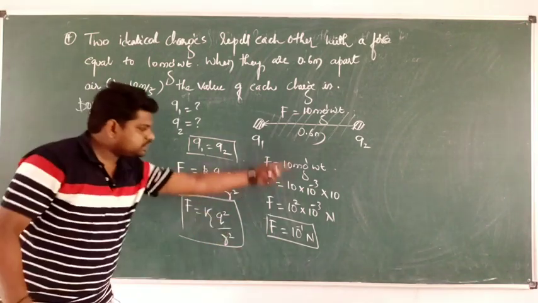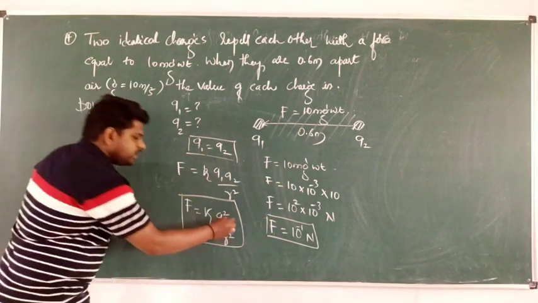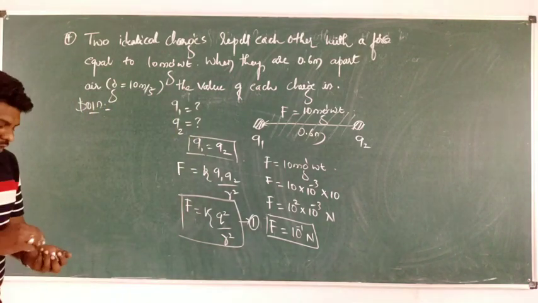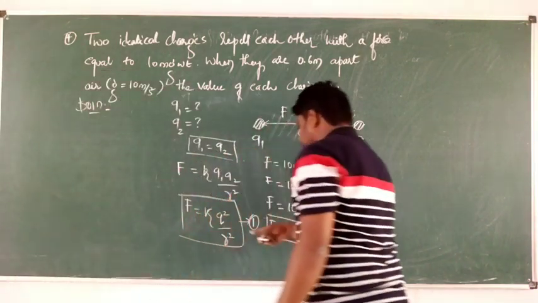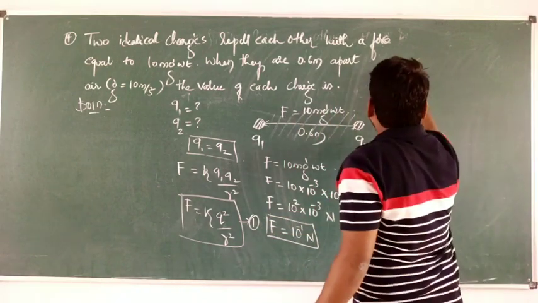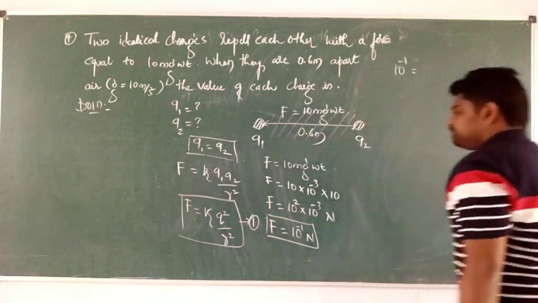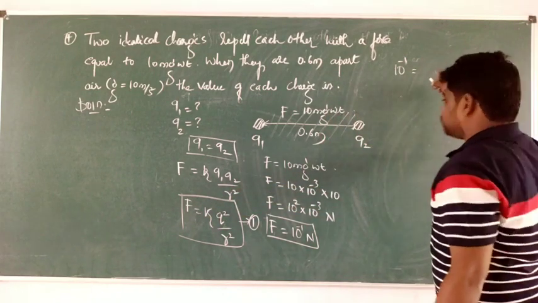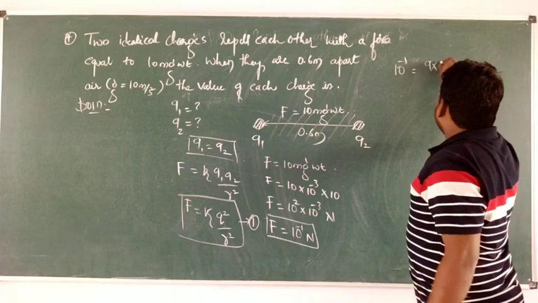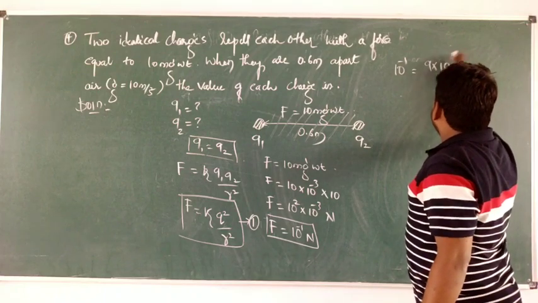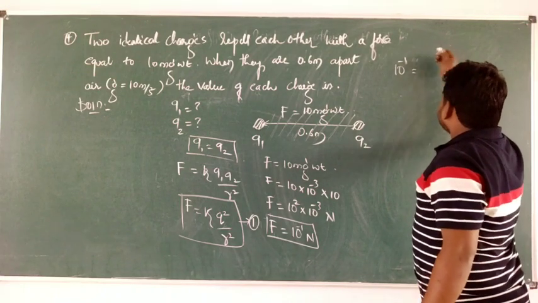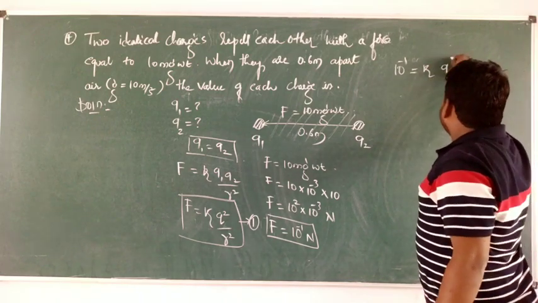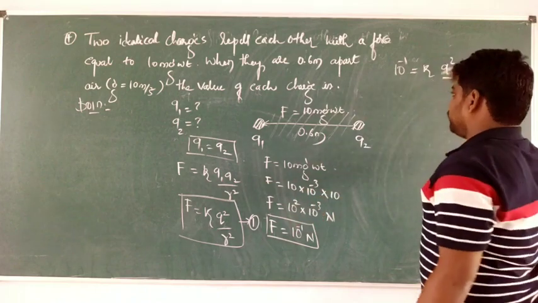Now I will use all these values. I will substitute in equation 1. If I start substituting all the values in equation 1, I will end up with 10 to the power of minus 1. Substitute all these values in this equation. 10 to the power of minus 1 equals, what is the value of k? 9 into 10 to the power of 9. Substitute the value of k here, Q square, as well as R square. What is the value of r?